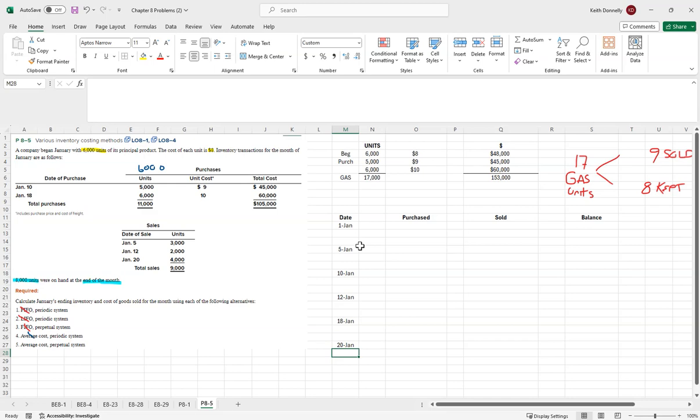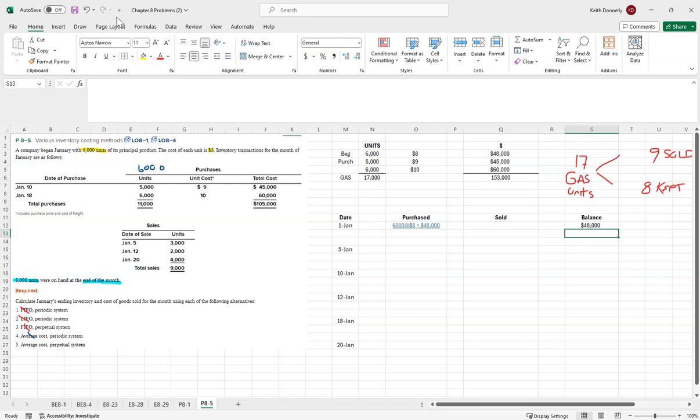So let's start with this. Our beginning inventory, if we look over here, is 6,000 units at $8. So 6,000 units at $8 is going to equal $48,000. So our balance is $48,000. Piece of cake.